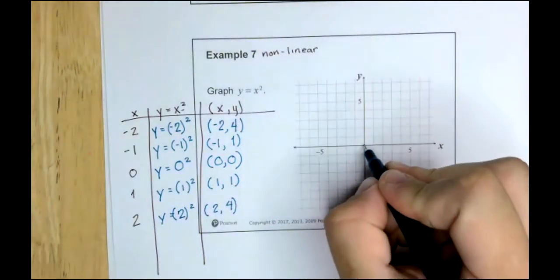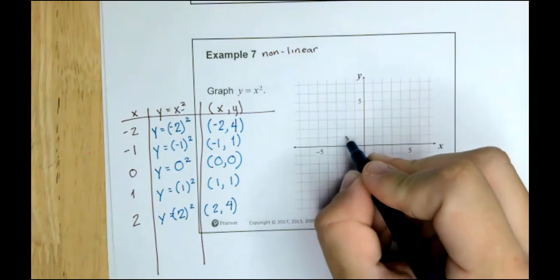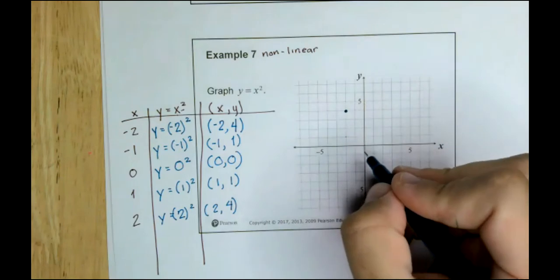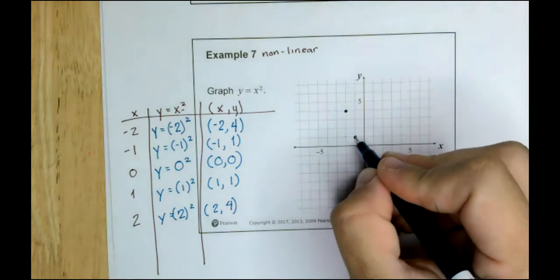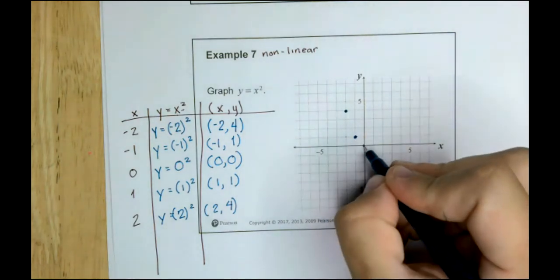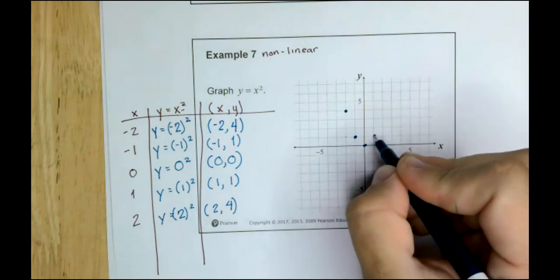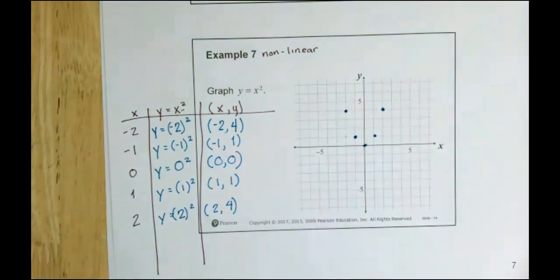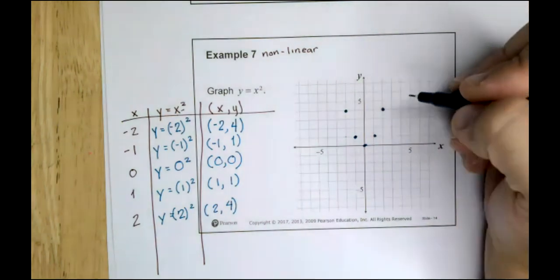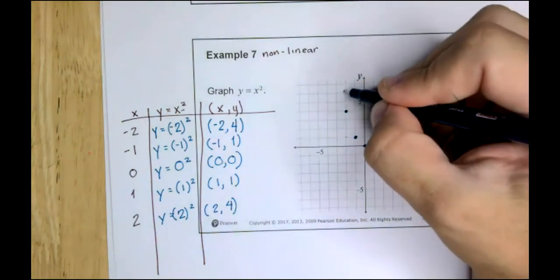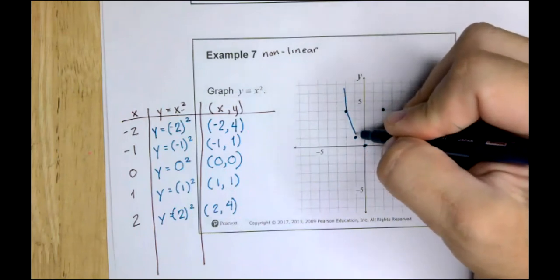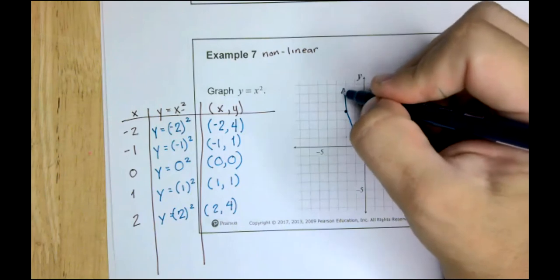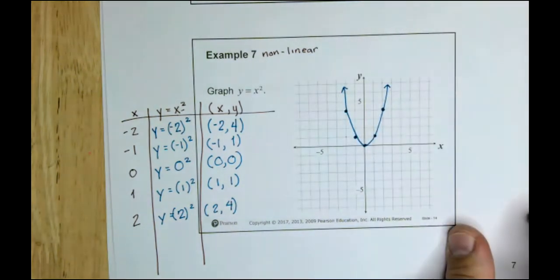-2 on the x, 4. -1, 1. 0, 0. 1, 1. 2, 4. So that is not linear. It has a curve in it, right through the origin. That's what my graph looks like.